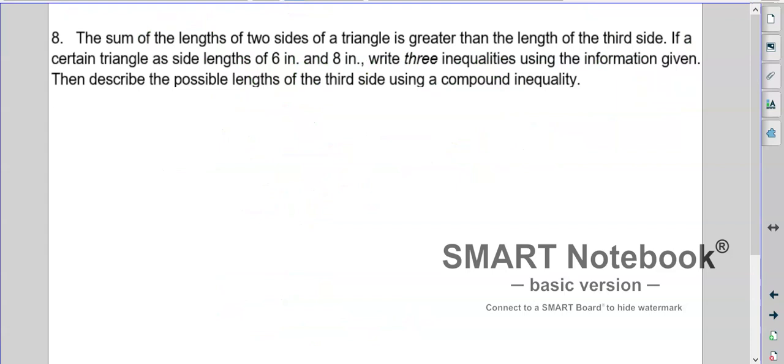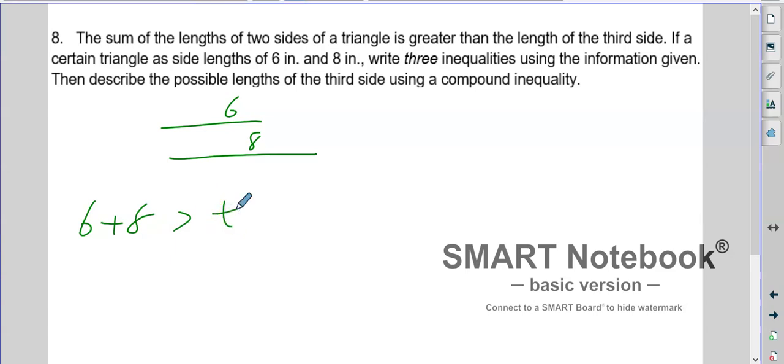All right, the sum of the lengths of two sides of a triangle is greater than the length of the third side. If a certain triangle has lengths of 6 and 8, write 3 inequalities using the information given, then describe the possible lengths of the third side using a compound inequality. So it tells us right off the bat that the sum of these two is greater than the third side. We'll say T for third side.